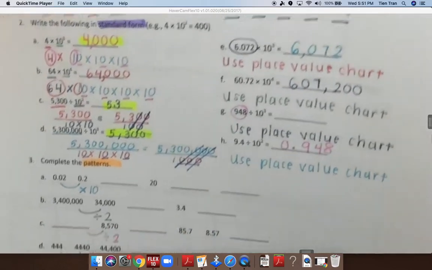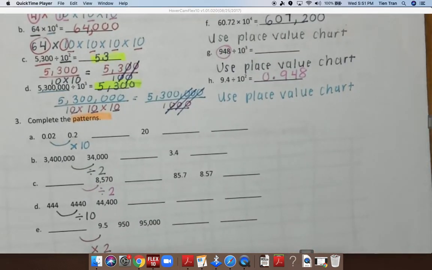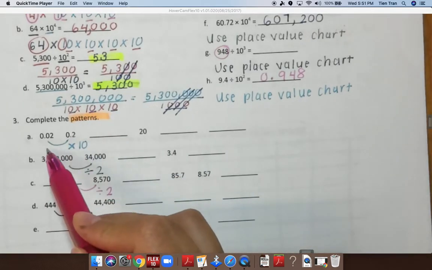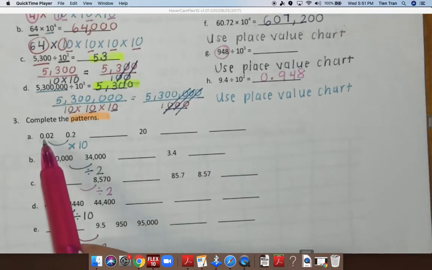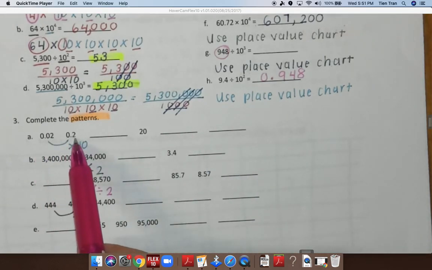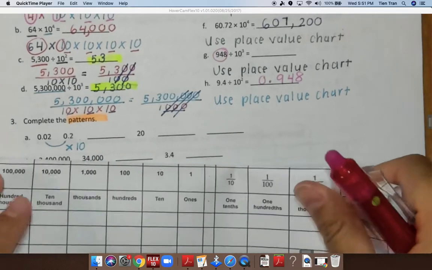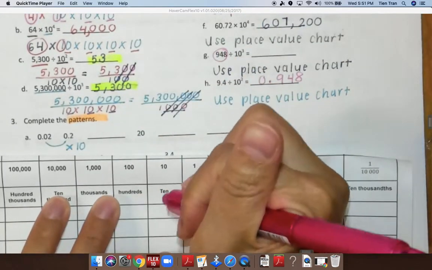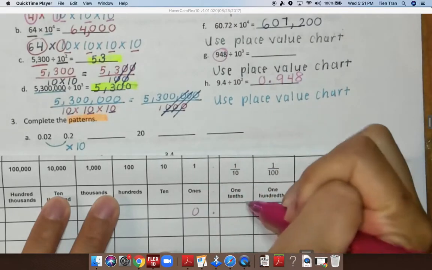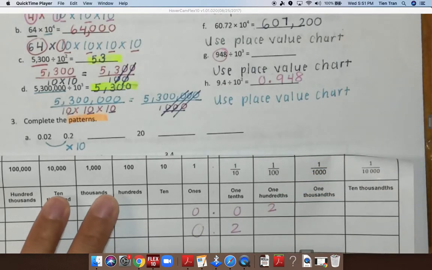Okay, now for problem 3. For problem 3, they ask you to complete the patterns. So I need to make sure that I'm looking at the pattern they have here. And to do that, I'm looking at these two numbers right here. That's how I would figure out the pattern. I went from 0 and 2 hundredths to 0 and 2 tenths, okay? I'm going to write both of those numbers down so you can see it very clearly. I went from 0.02, and the other one is 0.2, okay?